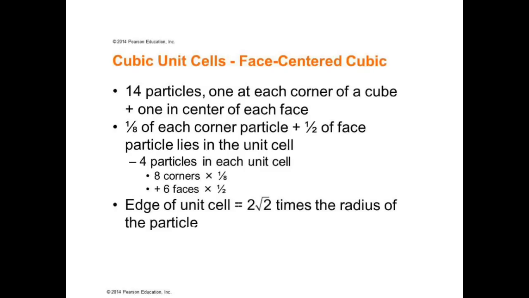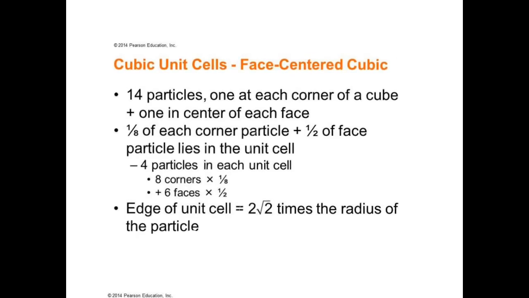Now the face-centered cubic cell has the most particles associated with it at 14. It has the 8 that we know, that one at each corner of the cube, so that part is a theme for cubic unit cells in general. But then at each of the faces, and there's 6 faces, there's an atom associated with each of those. So that's a total of 14, 8 plus 6.